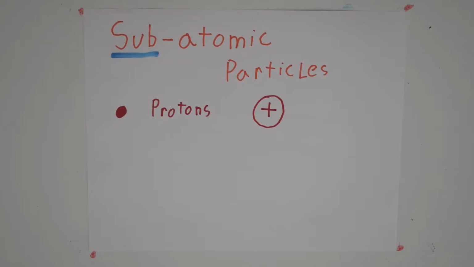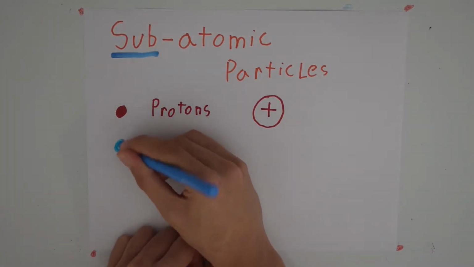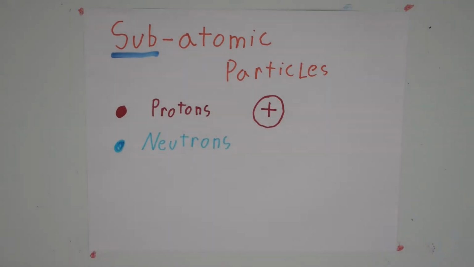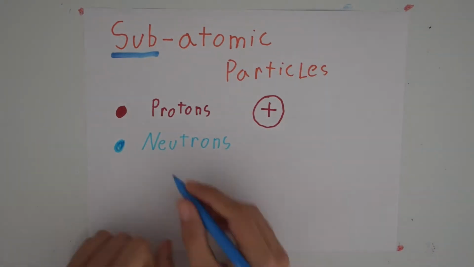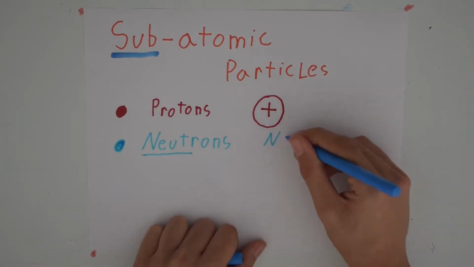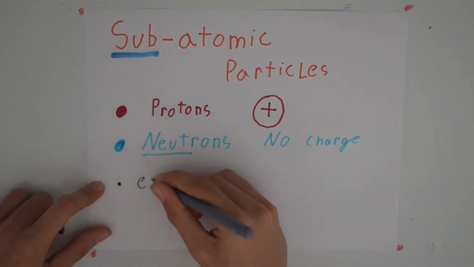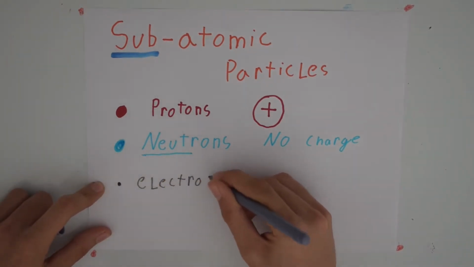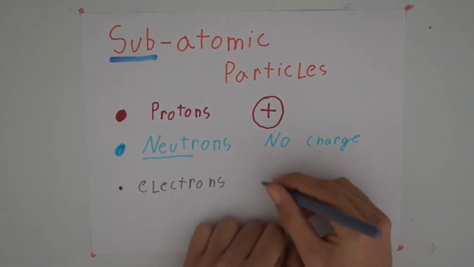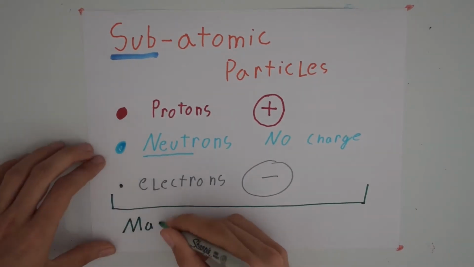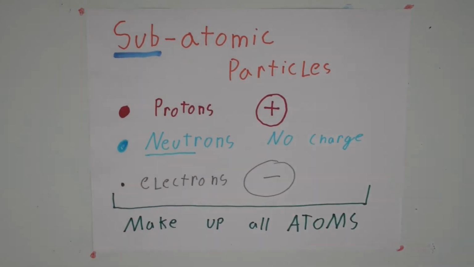The next type of important subatomic particles are called neutrons, and neutrons have no charge or a neutral charge, like the name suggests. Next up are electrons, which are usually drawn smaller than the other two subatomic particles discussed, and electrons have a negative charge. Together, these three particles make up all atoms.